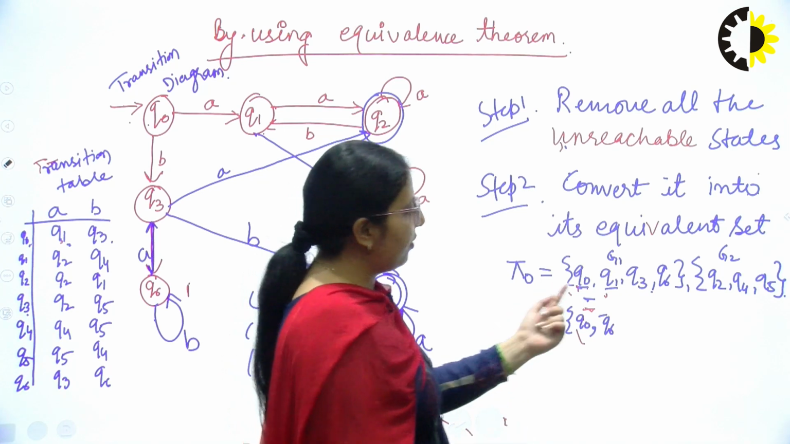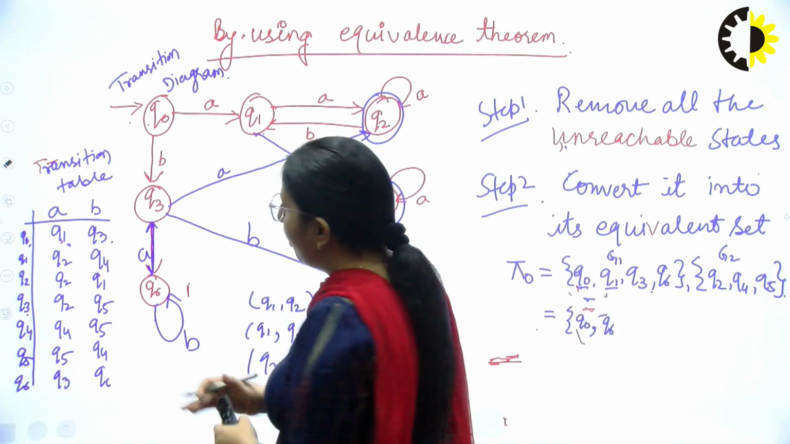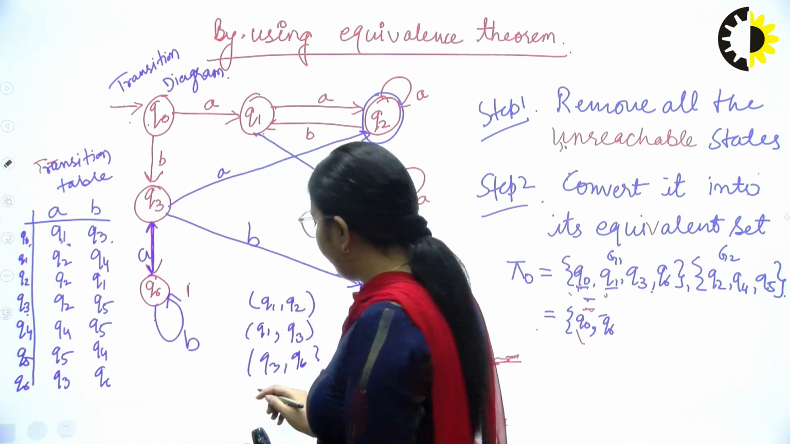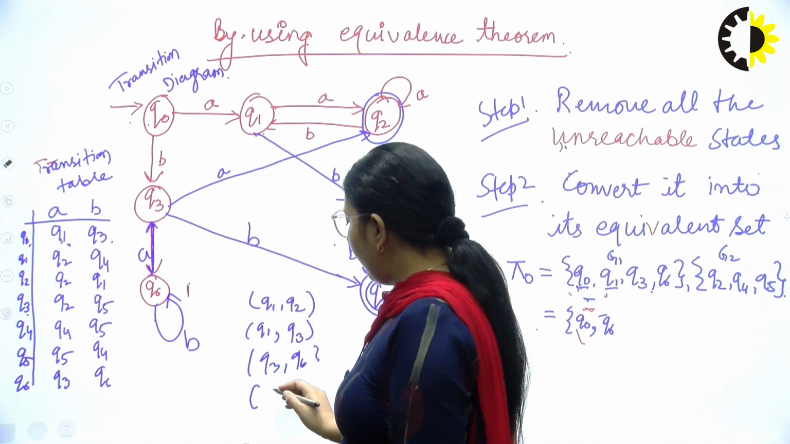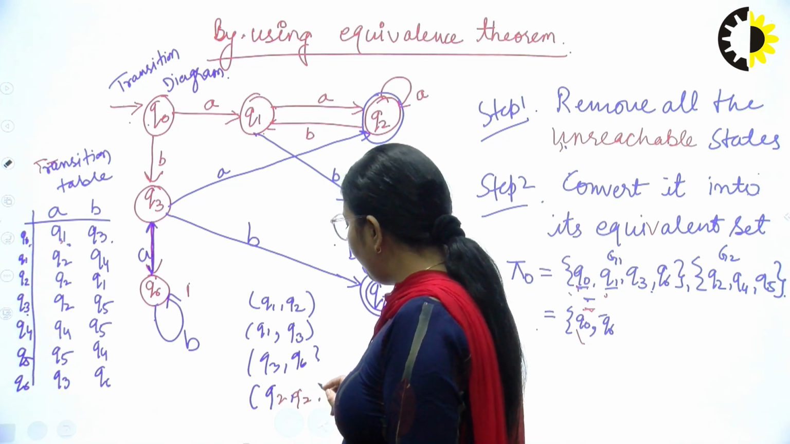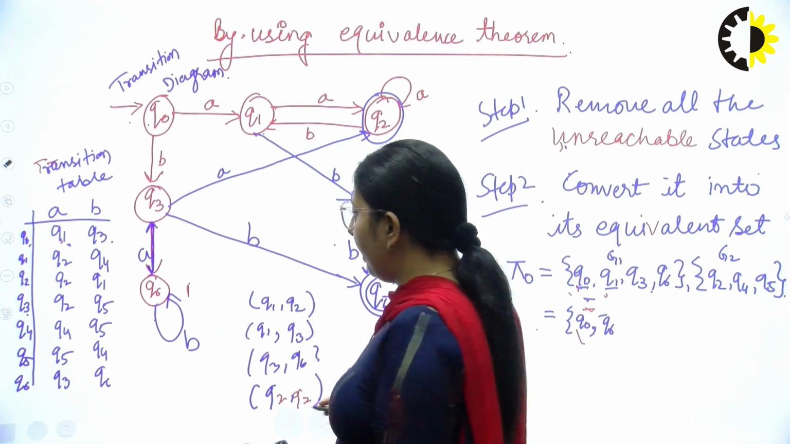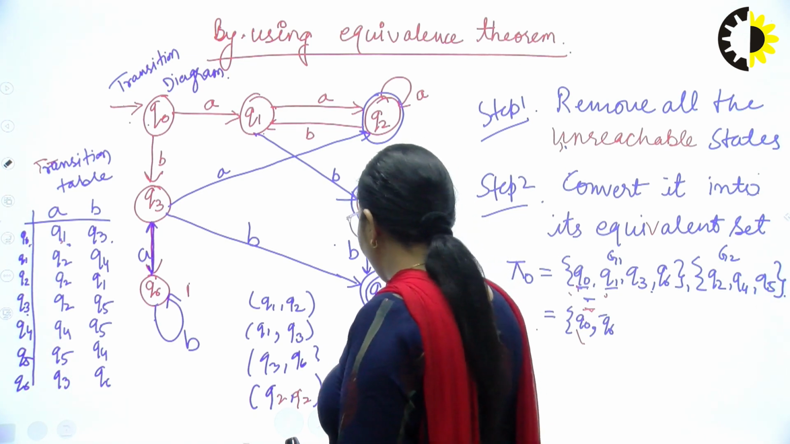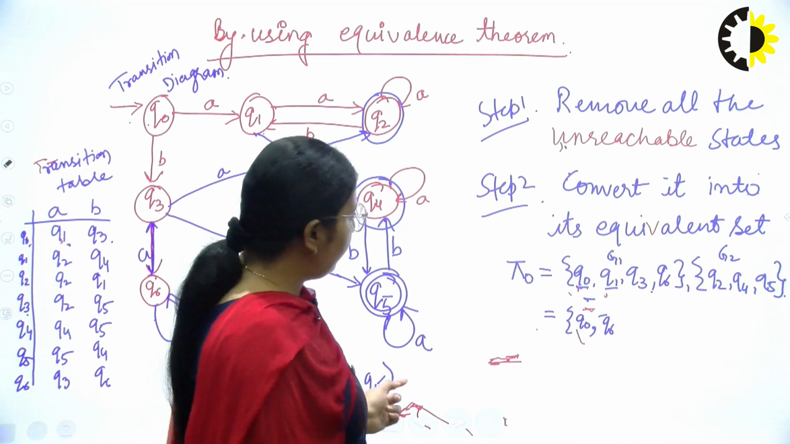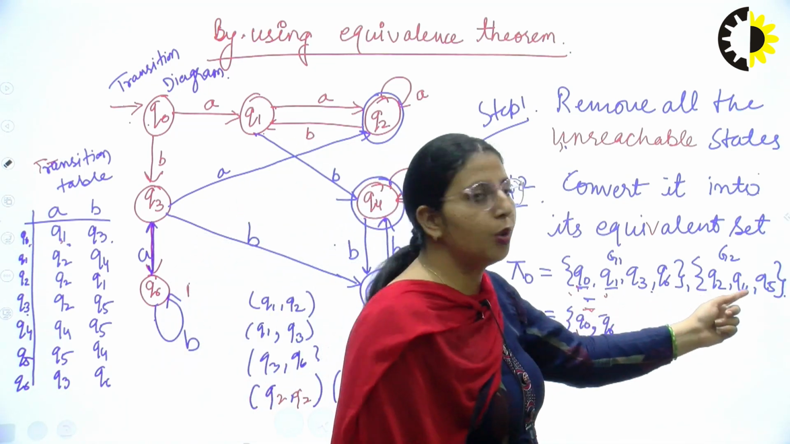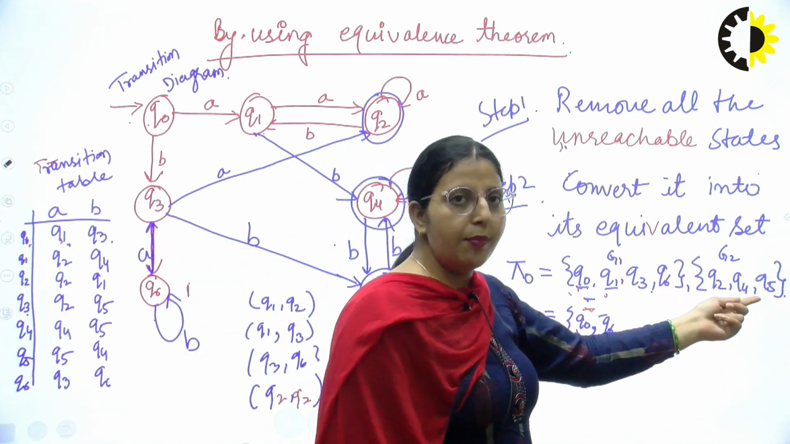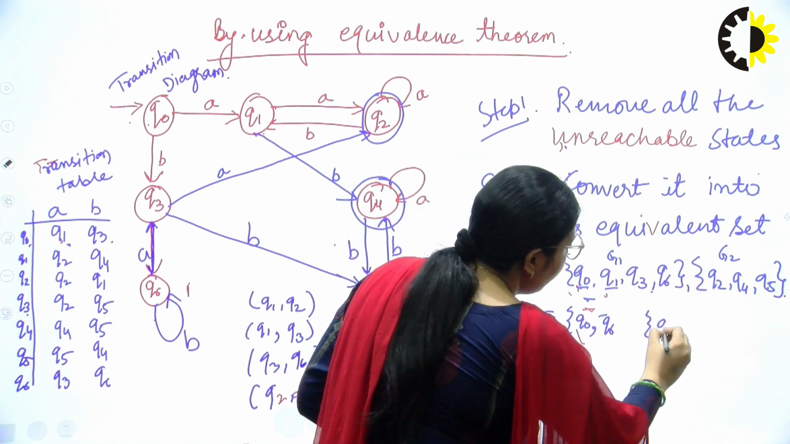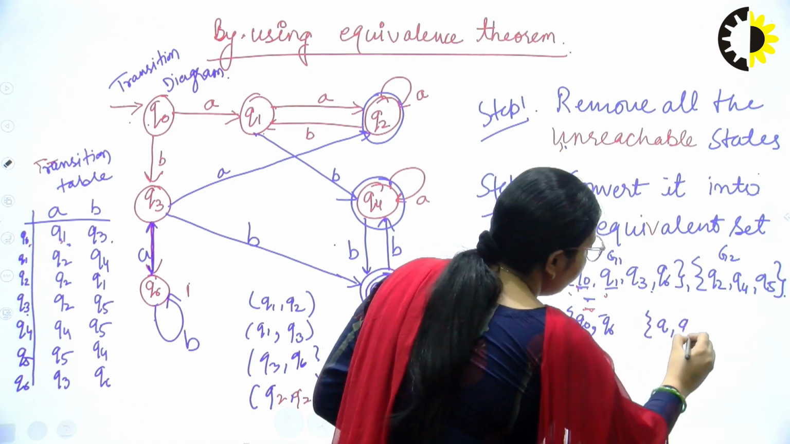Now we have to check for Q1 comma Q3. For input A, it goes to Q2 comma Q2, but for input B, it goes to Q4 comma Q5. Let's check whether they both are in the same group. Yes, Q2 and Q4 lie in the same set or same group. So we can combine the states Q1 comma Q3.